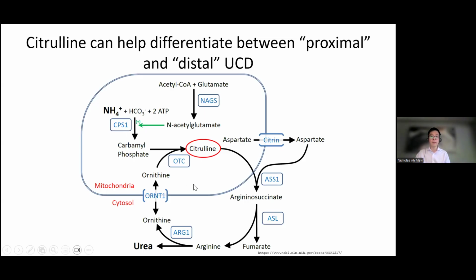That plasma amino acid profile is tremendously important, and one of the things you'll be looking at is citrulline, which is situated right here in the middle of the urea cycle. And so it can help differentiate between the disorders. So if your citrulline is low, it would suggest that your block is upstream. So these proximal urea cycle disorders, if you will, whereas if they're elevated, it might suggest that you have a downstream block that is causing an accumulation of citrulline, or the so-called distal UCDs.